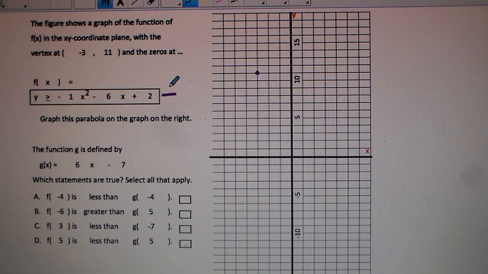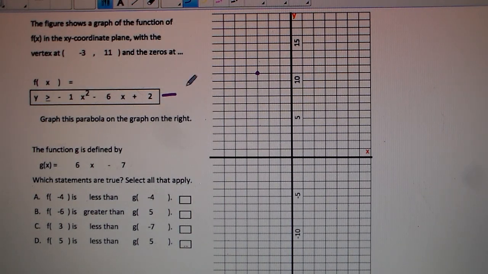So when x is negative 3, you know the y1 is 11. When x is negative 2, it's at 10. And when x is negative 1, it's at 7. And then vice versa. Negative 3 is at 10. Sorry, negative 4 is at 10. And then negative 5 is at 7. So we make our nice little purple parabola.